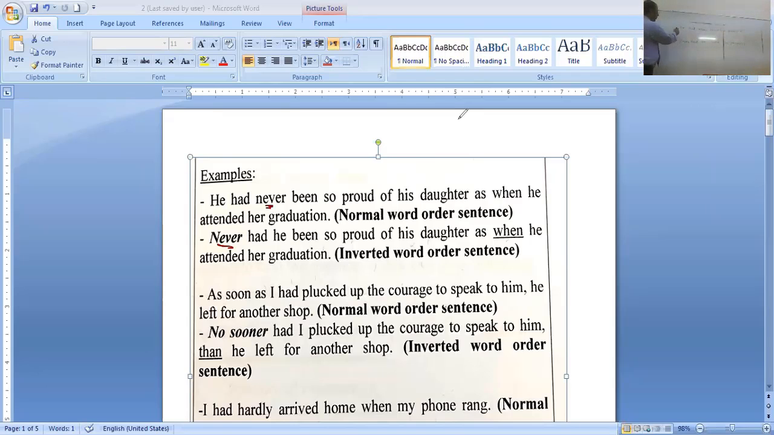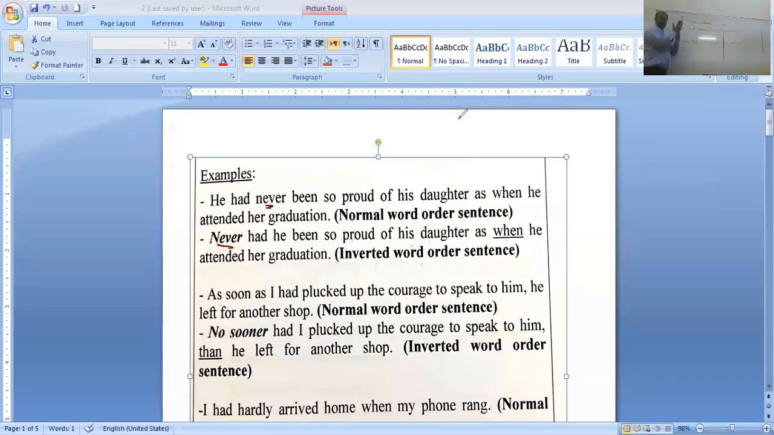The normal sentence starts with the subject. Number one, first word is the subject. Then we have here had. Had here is an auxiliary verb. And then here, never. It's an adverb, word number 3. Okay?